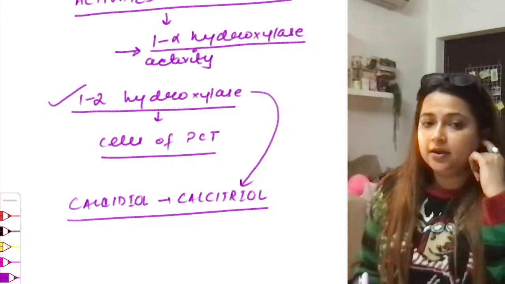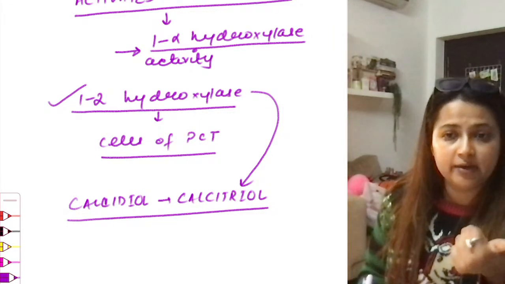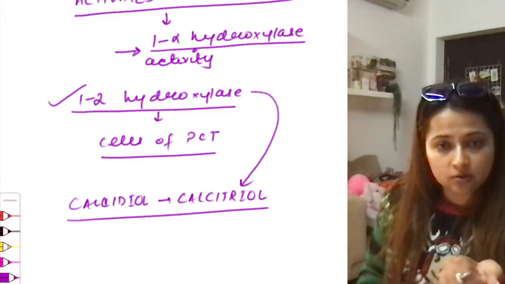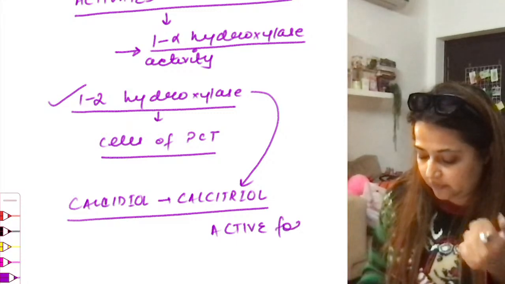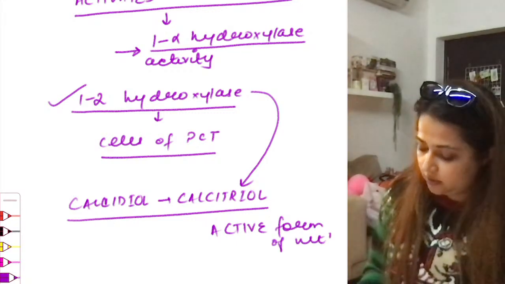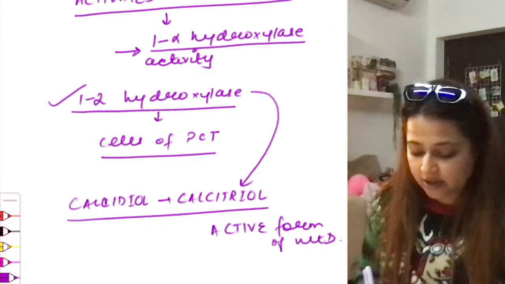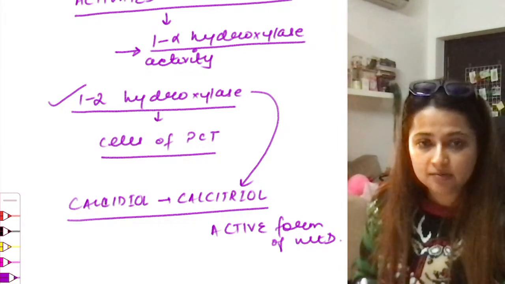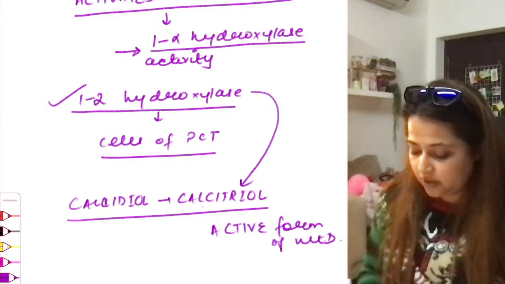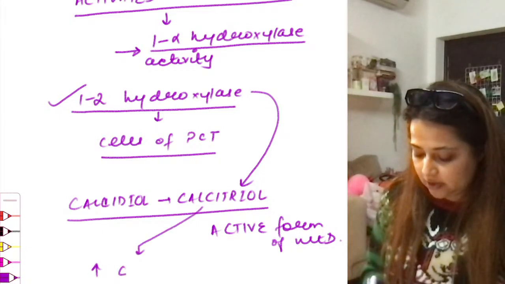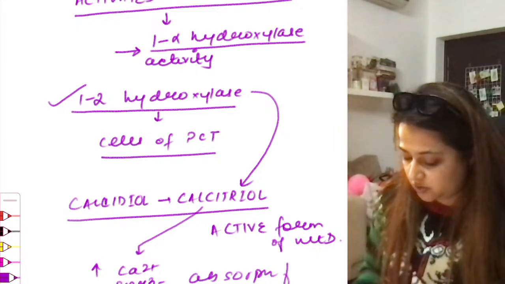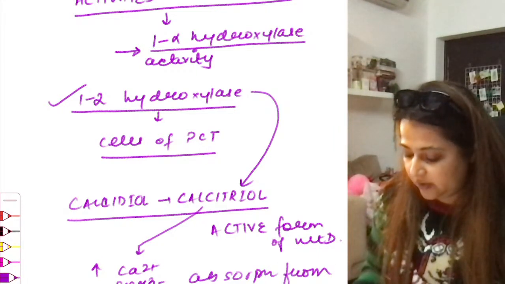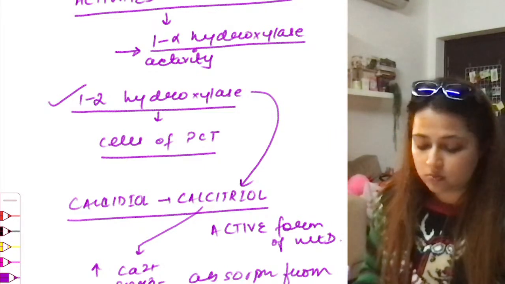Calcidiol is the inactive form of vitamin D, whereas calcitriol is the active form of vitamin D. So 1-alpha hydroxylase has a very important action in activating vitamin D, and hence vitamin D would perform its action. What is the action of vitamin D? Increase calcium and phosphate absorption from the gut. This is the reason why vitamin D increases the serum calcium levels also.